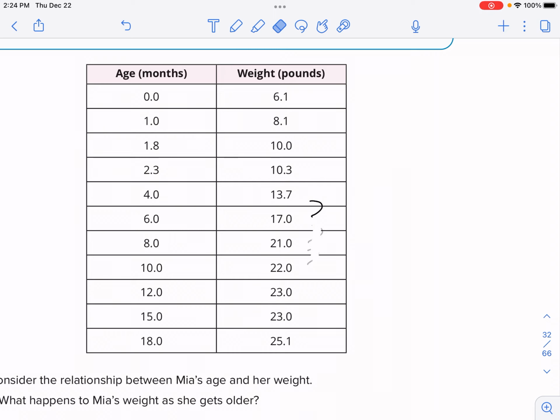All right, let me get rid of some of these. We're only looking at this one here. So 4 to 6 months, we know that that is an increase of 2 months. And 13.7 to 17.0, you have to subtract that. Now, we can do this mentally. What I like to do is figure out, 13.7, that's closest to which whole number? It's closest to 14.